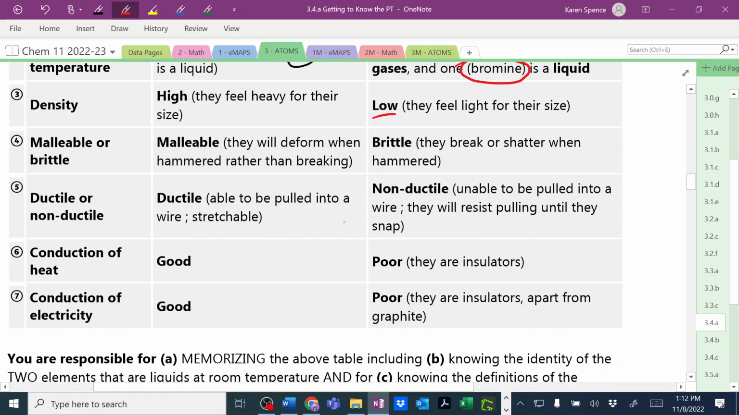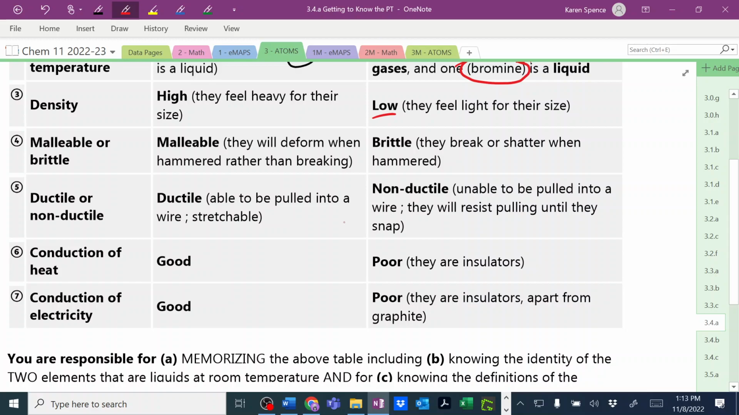Ductile: able to be pulled into wires. Conduction of heat. What are your pots and pans at home made of? Metal, usually. Back in the 1980s, there was a phase where they had pots and pans made out of glass, but everything took forever to heat up. And you'll notice, if you're baking a cake and you have a glass pan, you need to cook it this much longer.